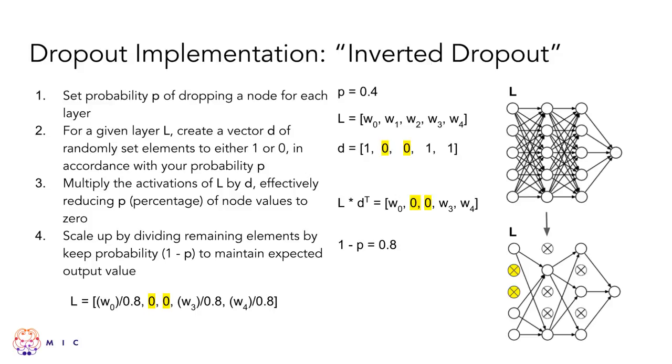So if you have 5 elements in D and your probability is 40%, then 2 of your nodes are going to be 0 and 3 of them are going to be 1. What you then do is you multiply the activations of L by D, effectively reducing P percentage of your node values to 0. All right, is that clear?